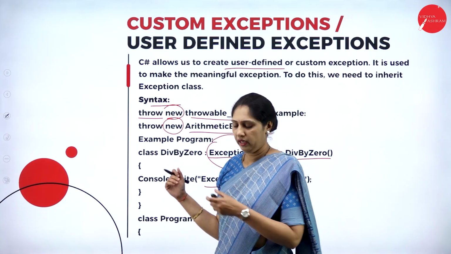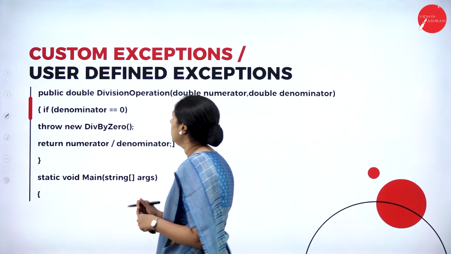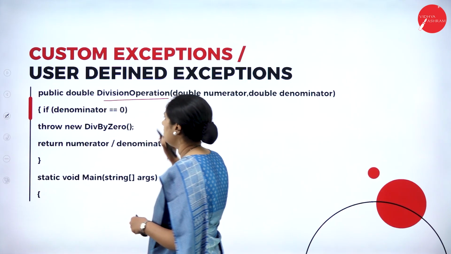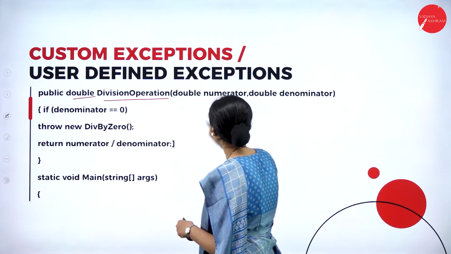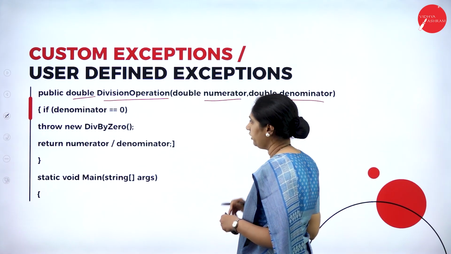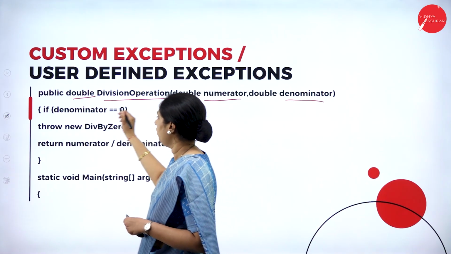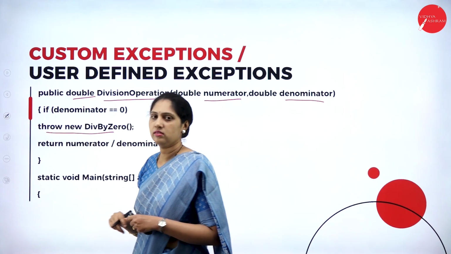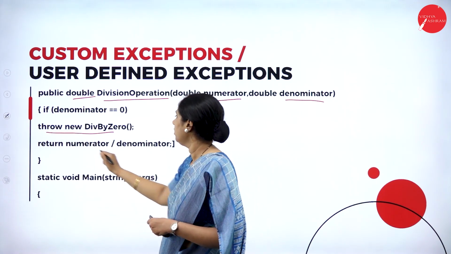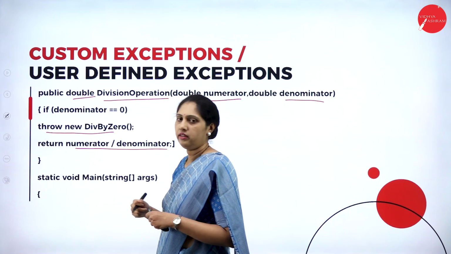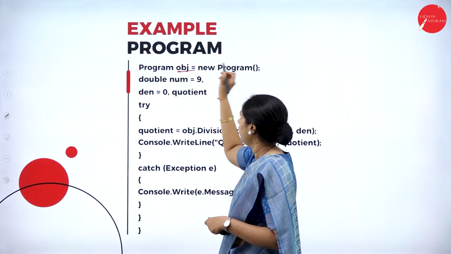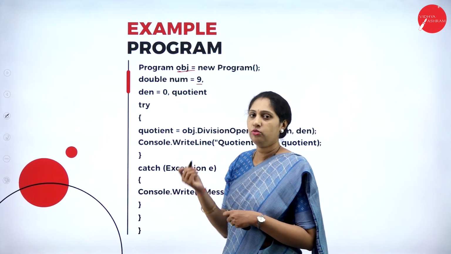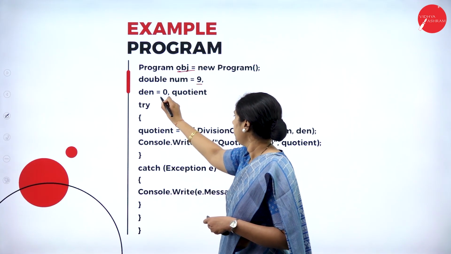What do we do in our main program? Division operation is a method. The return type is double. It takes numerator and denominator. If denominator is 0, we'll throw an exception. Otherwise, it should divide numerator by denominator. So, as usual, we'll create an object and assign numbers, that is numerator 9 and denominator 0.